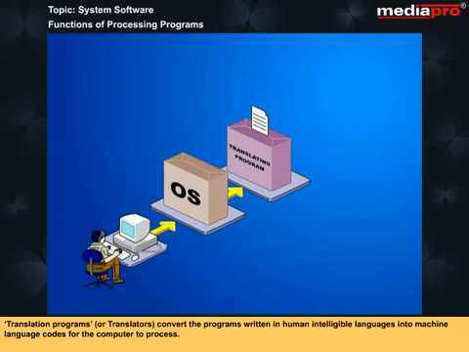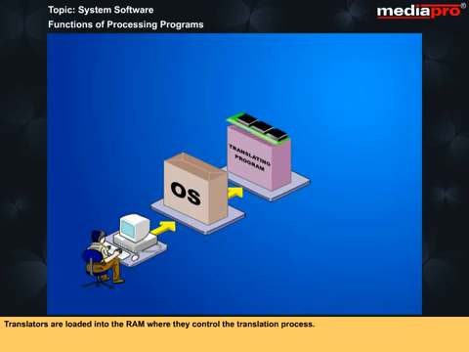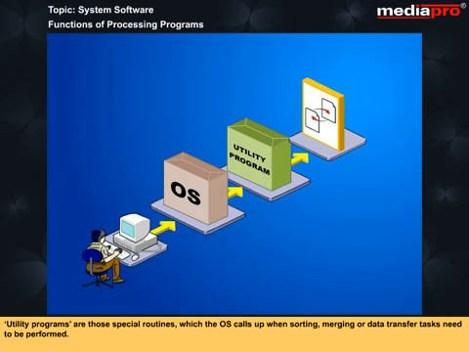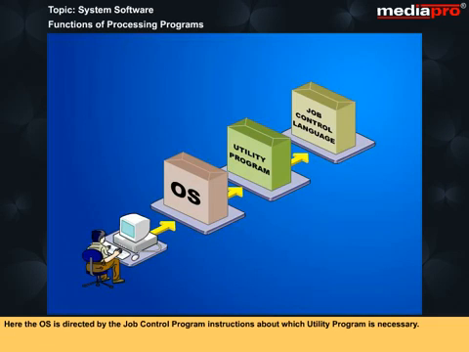Translation programs or translators convert the program written in human intelligible languages into machine language codes for the computer to process. Translators are loaded into the RAM where they control the translation process. Utility programs are those special routines which the OS calls up when sorting, merging, or data transfer tasks need to be performed. Here, the OS is directed by the job control program instructions about which utility program is necessary.